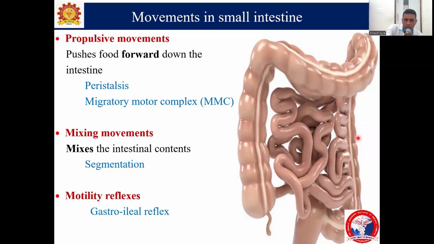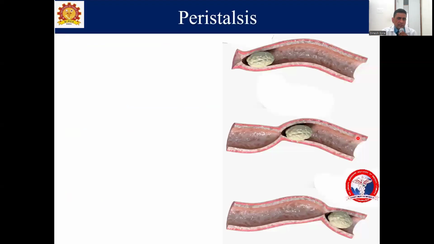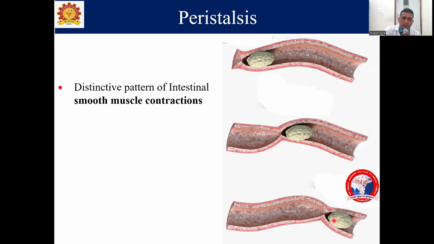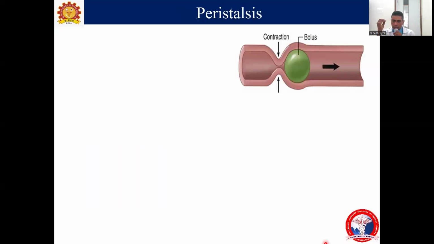Let us begin with propulsive movements. As mentioned earlier, propulsive movements push the food forward along the small intestine, and the most well-known propulsive movement is peristalsis. So this is peristalsis. As you can see, this is a type of propulsive movement which pushes food forward along the small intestine. So let's find out how peristalsis actually occurs. What happens when food is being propelled forward down the small intestine?